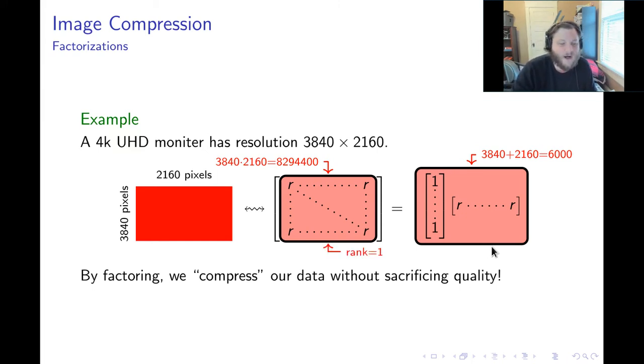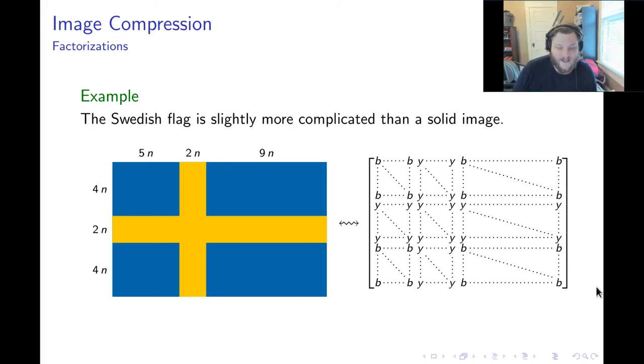Let's look at a more complicated example. Before we move on, we should mention one thing about this matrix: it has rank 1. Every single row is the same, so the rank here is equal to 1. Let's look at a slightly more complicated example.